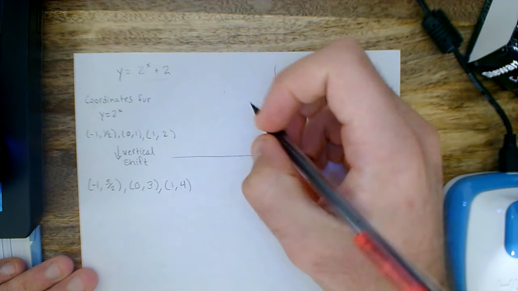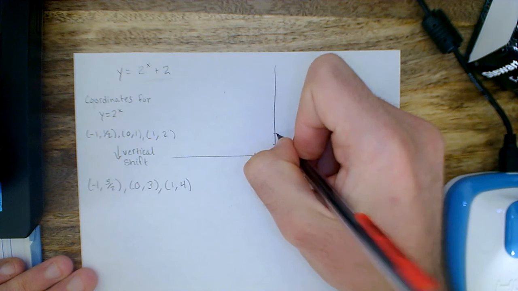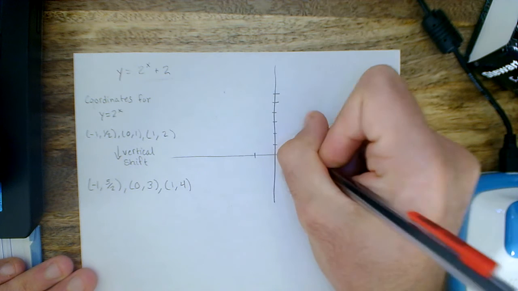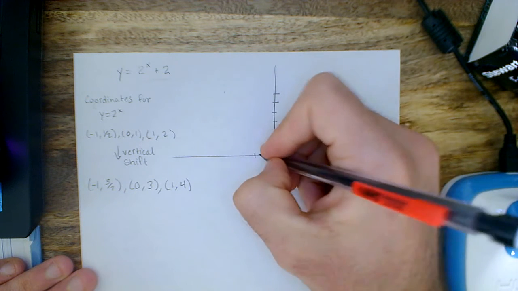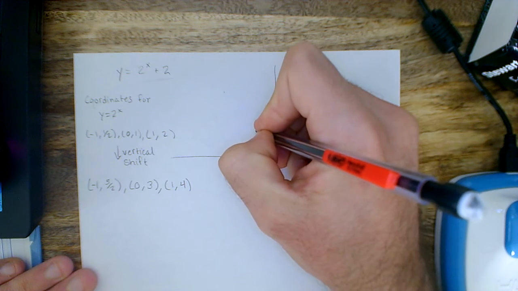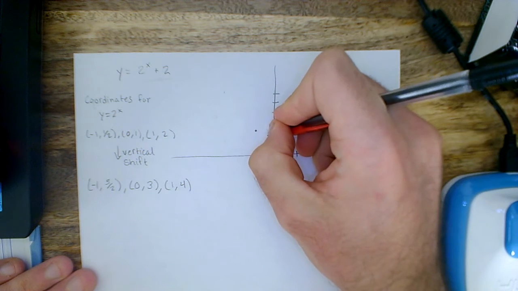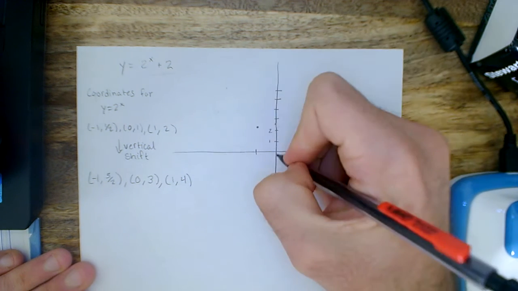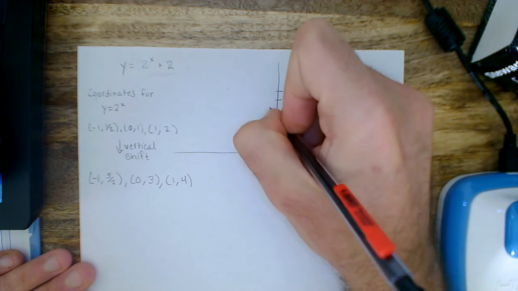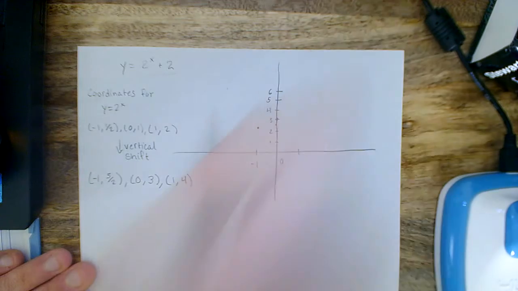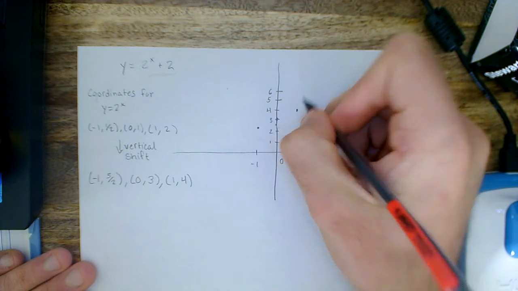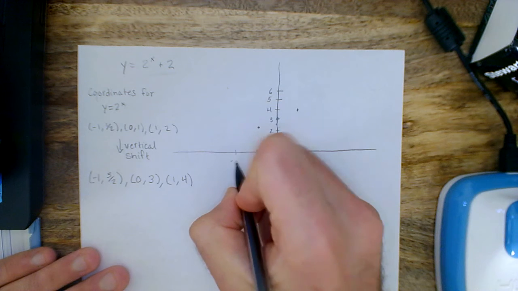So at -1, I go up to 2.5. At 0, I'm at 3. And at 1, you get back up to 4. You can graph a couple extra points if you want to.